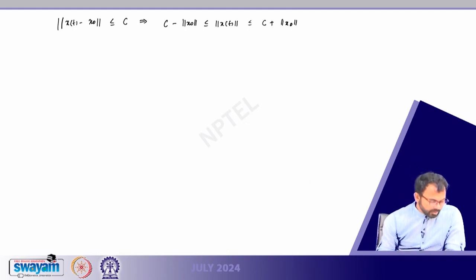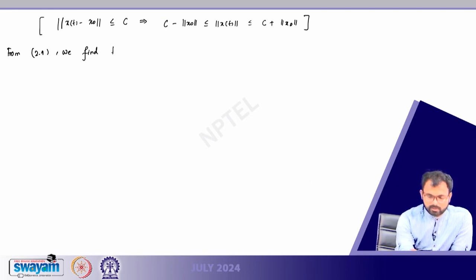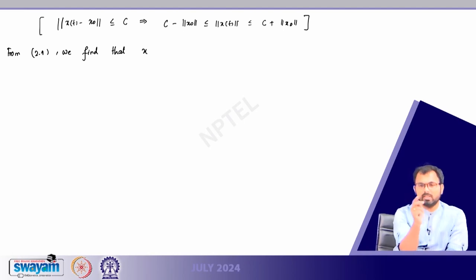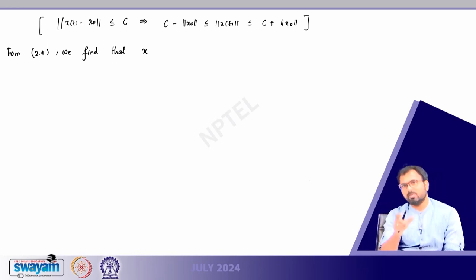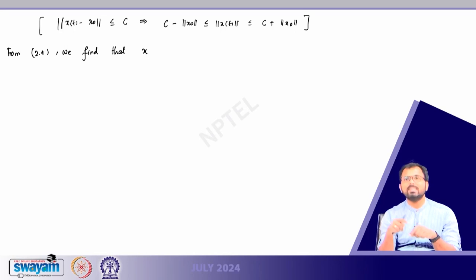So, this is something that we want to do. From 2.1, we find that x t is obviously in between somewhere. So, you have x 0 and you have small c before. So, basically c minus norm of x 0 is somewhere before x 0, and c plus norm of x 0 after x 0. So, you have a small neighborhood or a small ball in which x t is always there.